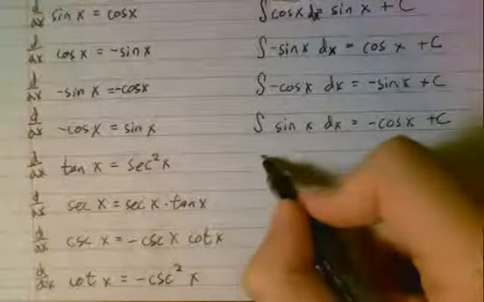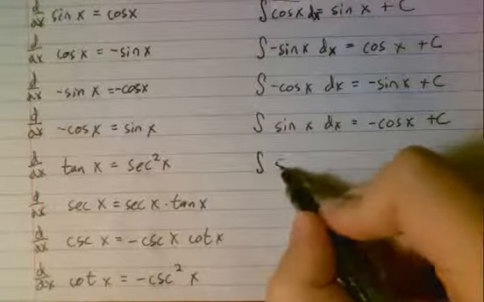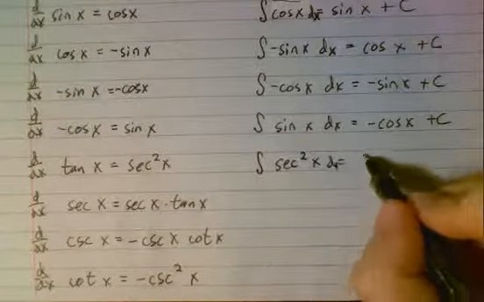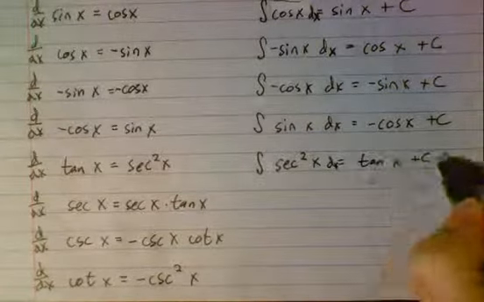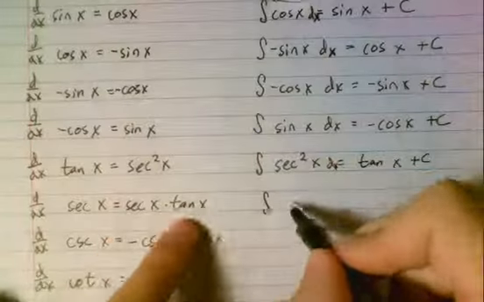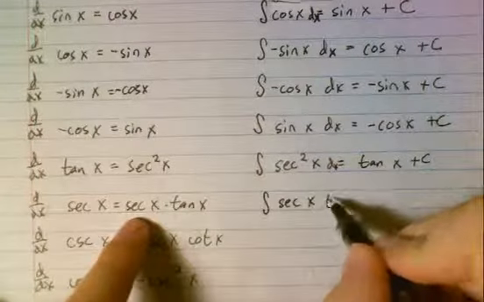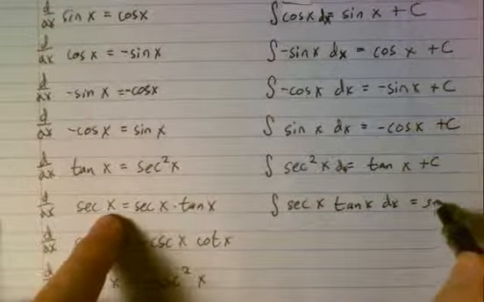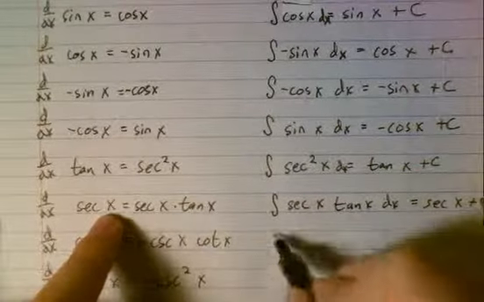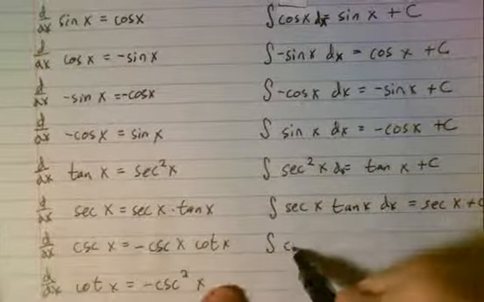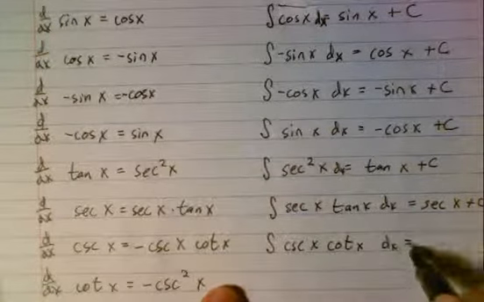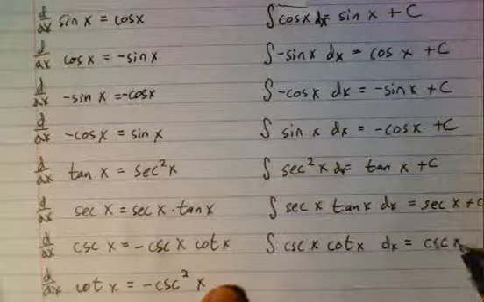Going the other way, the antiderivative of secant squared x is tangent of x plus c. The antiderivative of secant x tangent x is secant x plus c. The antiderivative of cosecant x cotangent x dx is cosecant x plus c.